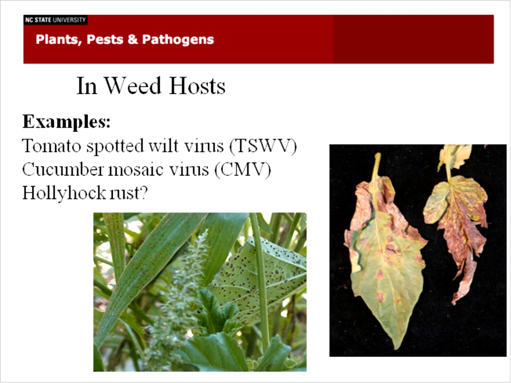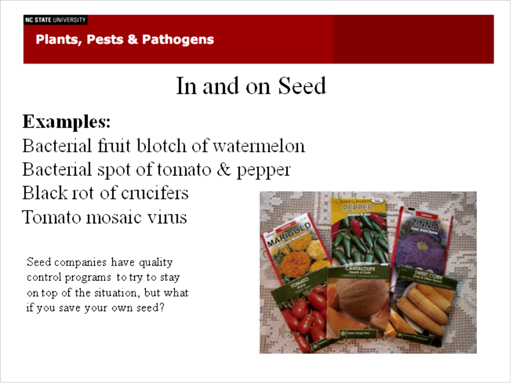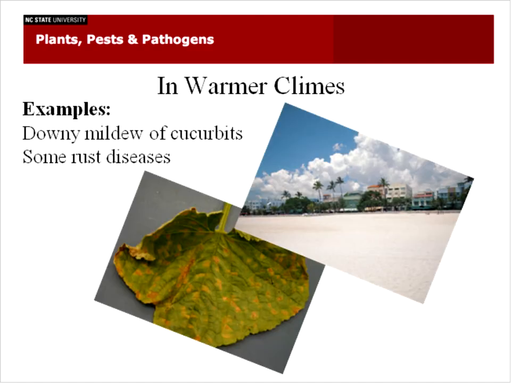A few, fortunately few, diseases are able to continue from year to year on seeds. Some of these pathogens will survive either in or on seeds. Examples of these include bacterial fruit blotch of watermelon, bacterial spot on tomato and pepper, black rot of crucifers, and even tomato mosaic virus. Fortunately, the seed companies are doing their quality control to make sure that we don't buy problems from them. However, some people save their own seed, and it's something that they should keep in mind as well.